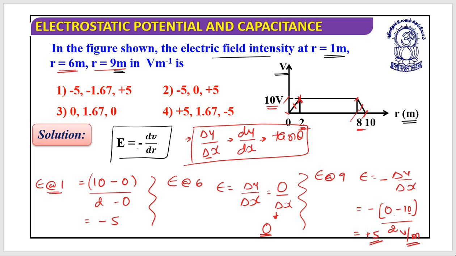So will you be able to solve this kind of things? Are you sure? Yes. So the answer would be minus 5, 0, 5. This would be the correct answer. Yes. So let's do the next question.